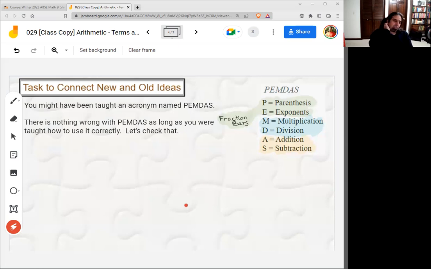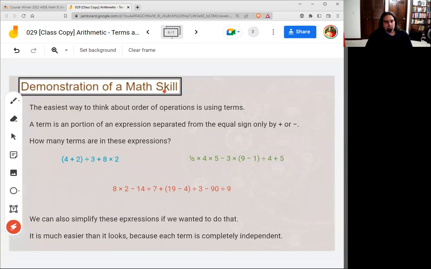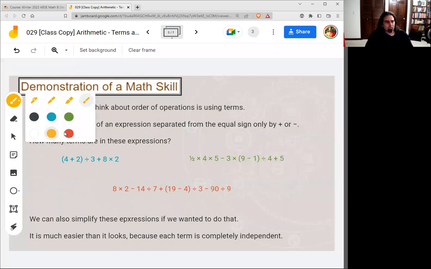That doesn't really help us though. If I look at some of these longer things, then I'm just not even really quite sure what to do. They're sort of overwhelmingly long. So we need a new tool. And that new tool is what we call terms.